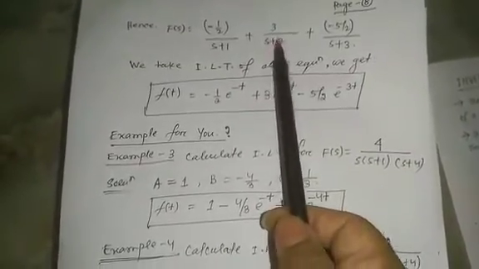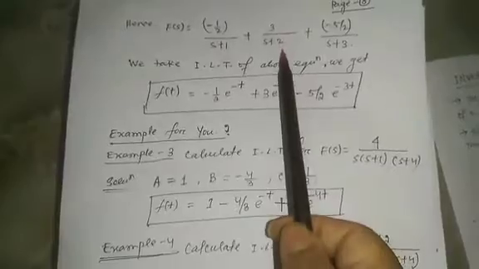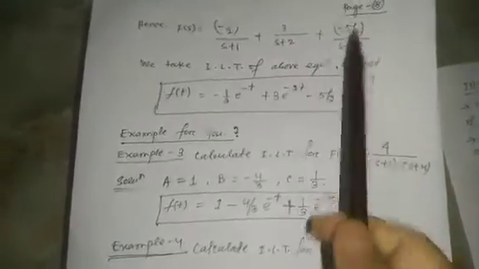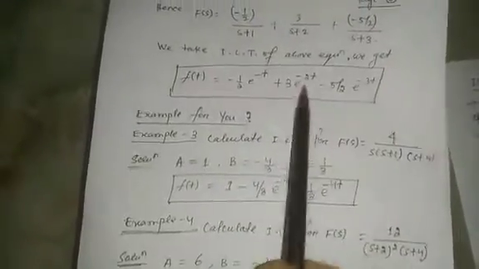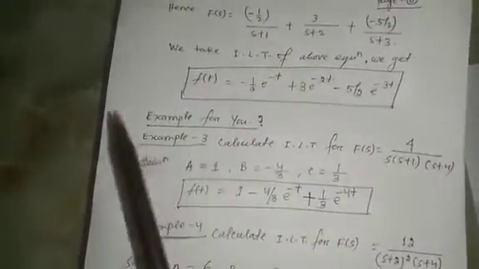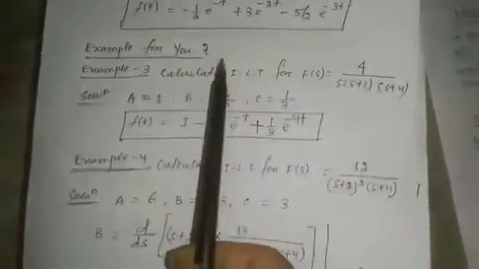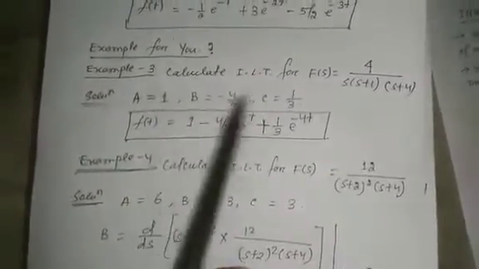Same thing here repeated, 3 into e to the power minus 2t. Here minus 5 by 2 is the constant, e to the power minus 3t. You can easily get this expression. That is the inverse Laplace transform of the given function. Similarly, for the next example, I just give the hints, you calculate.